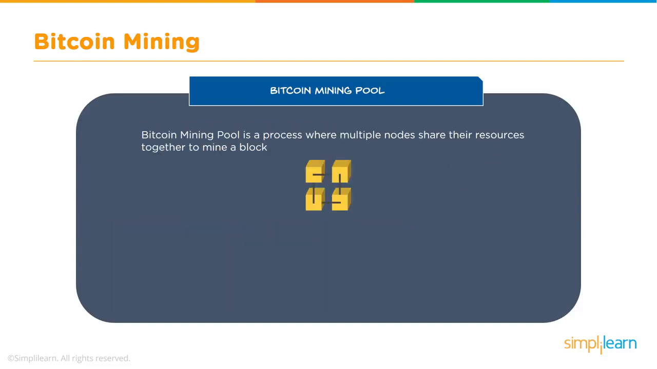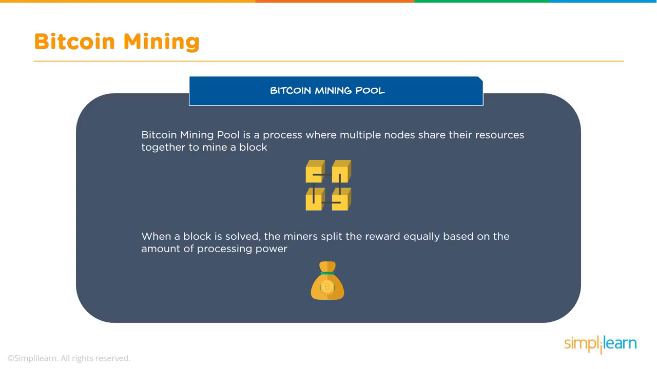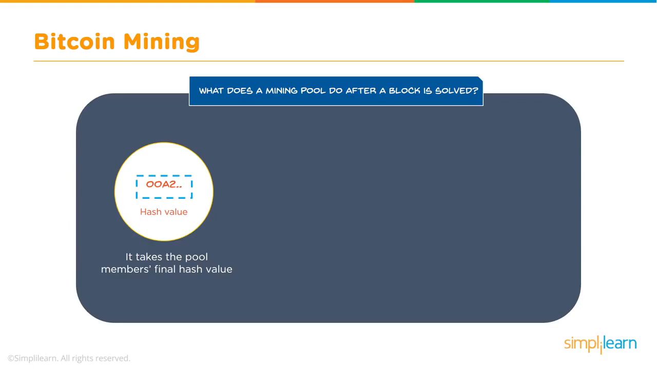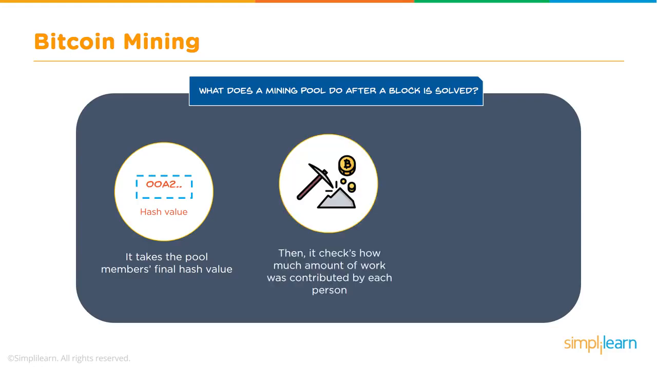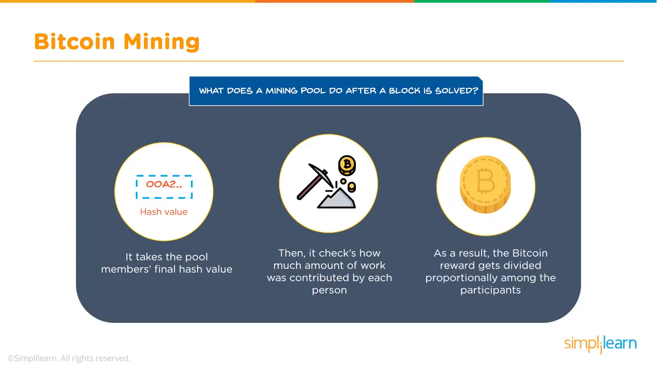A Bitcoin mining pool is a similar thing. It's a process where multiple nodes share their resources together to mine a block. Now when a block is solved, the miners split the reward based on the amount of processing power they have invested. It takes the pool members to generate a final hash value. Then it checks how much work was contributed by each pool member. As a result, the Bitcoin reward gets distributed proportionally amongst the participants.